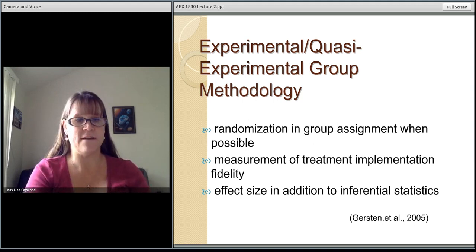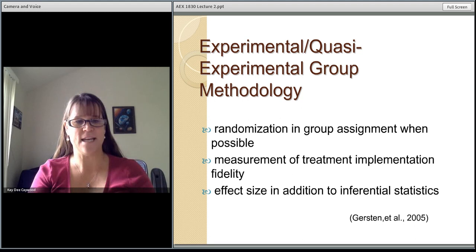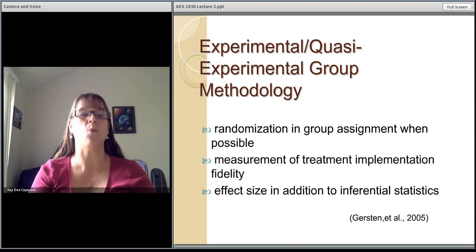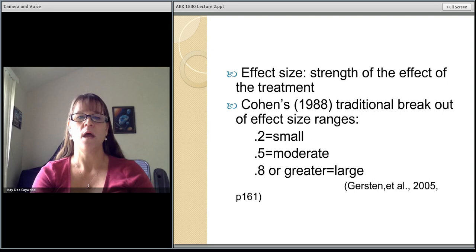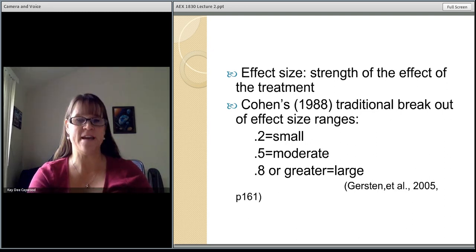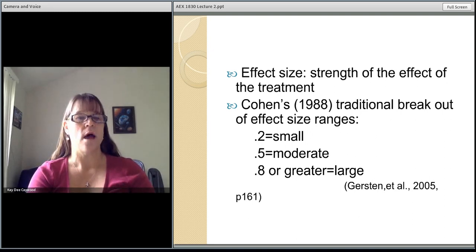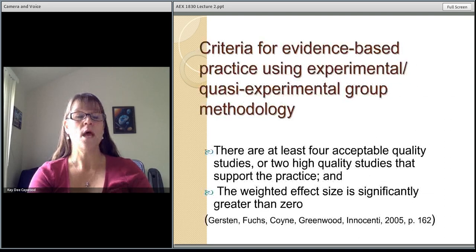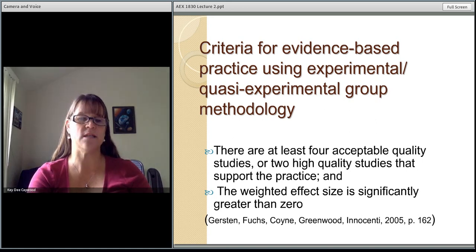You'll also want to look at the effect size. So not only was there a significant difference between the groups, did the intervention work, but was it effective? So that effect size looks at the strength of the treatment, and when you're reading the results, you'll look for the effect size, and you want to look for effect sizes of 0.5 or larger. In order for interventions being done using experimental or group or quasi-experimental methodology, there needs to be at least 4 acceptable quality studies or 2 very high quality studies. And the weighted effect size has to be significantly greater than 0.